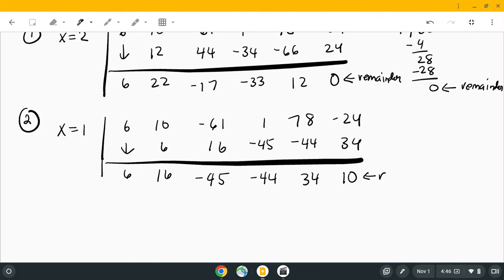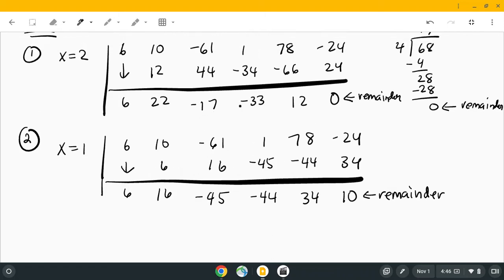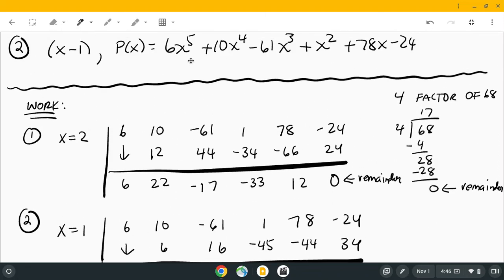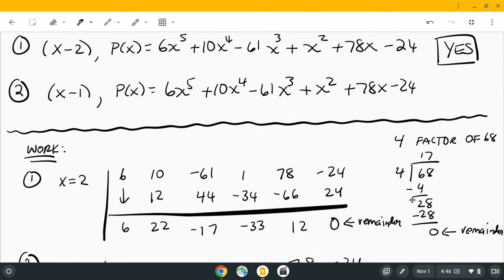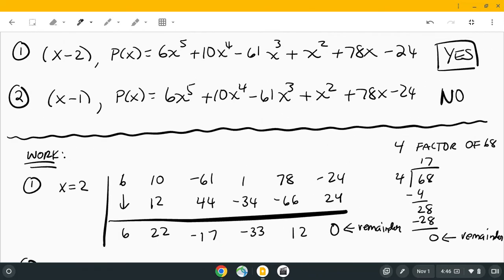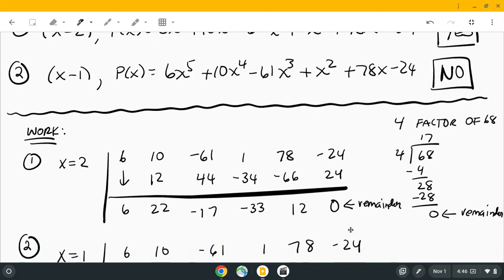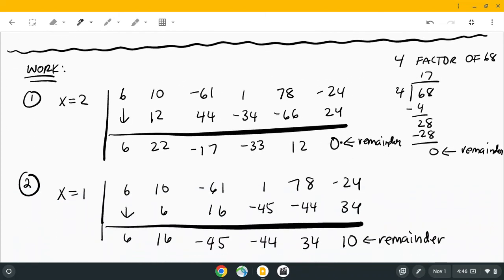This is our remainder. If you do not get 0 for your remainder, then this is not a factor. Okay, so we did not get 0. Therefore, our answer here is going to be no. Okay, so that's how you figure out whether or not something is a factor. You use synthetic division and you check what you get here, which is the remainder. Okay, make sure to ask questions in class.